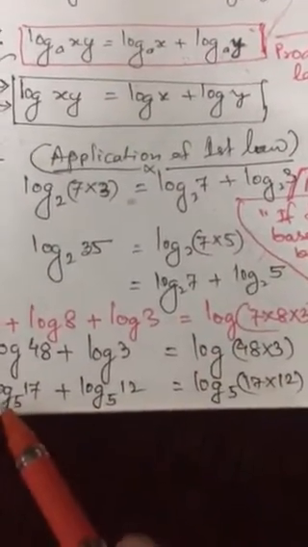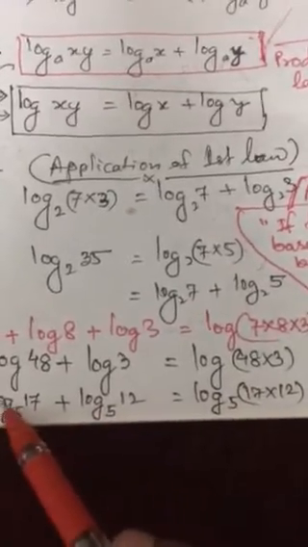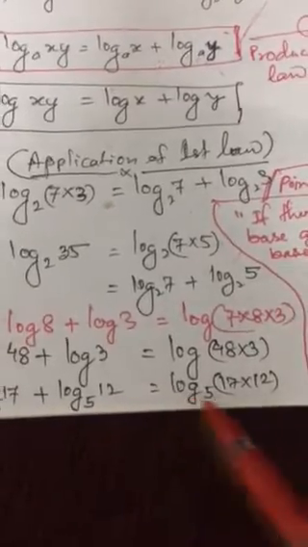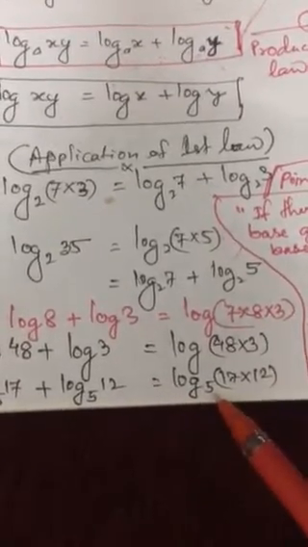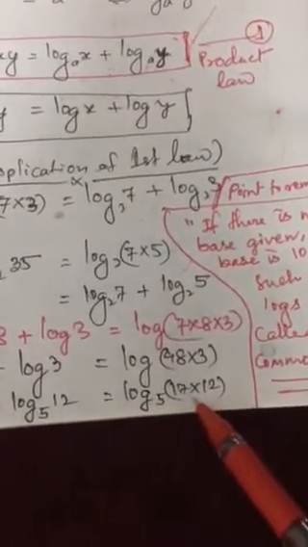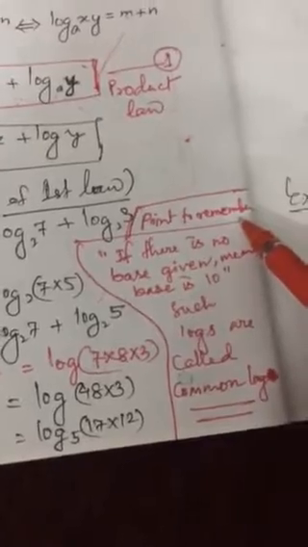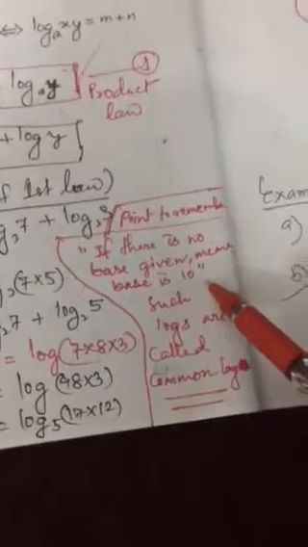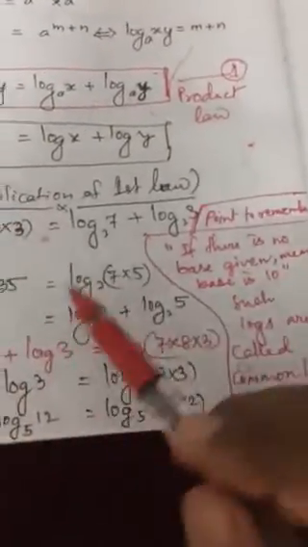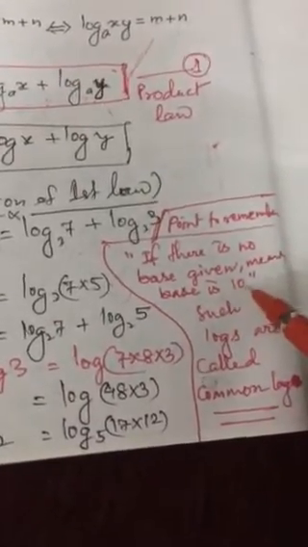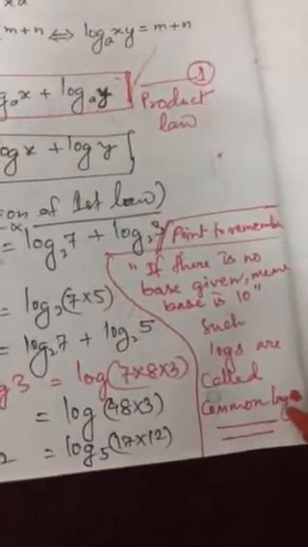Log of 17 to the base 5 plus log of 12 to the base 5 equal to log of 17 multiply 12 to the base 5. You see here, form of sum is converted into the form of product. So point to remember, I have written here, if there is no base given, the base is 10. Always remember, if there is no base given in the log, you have to understand the base is 10, and such logs are called common logs.